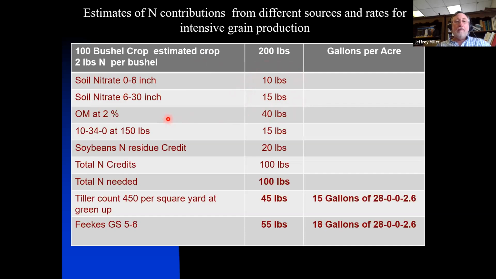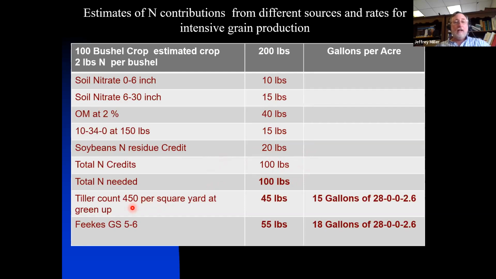If you look at organic matter, the rough estimate is 20 pounds of nitrogen per 1% of organic matter. So in this case, 2% organic matter, 40 pounds of nitrogen. A planting application of 10-34-0 at 150 pounds gives you 15 pounds of nitrogen. A soybean N credit of 20 pounds, that's a little bit on the conservative side. So that's 100 pounds from these sources.